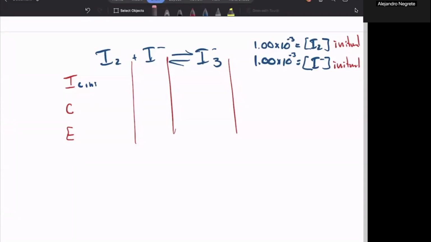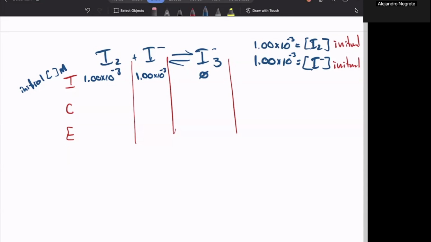Let me write it on the outside instead of the inside like that. So I for initial concentrations. Okay. So the initial concentration of I2 is 1.00 times 10 to the minus 3. And these concentrations, we're assuming, are in molarity. The next one, our initial concentration is 1.00 times 10 to the minus 3. And now our initial concentration of the product, we're only starting with these two, is simply 0 here.